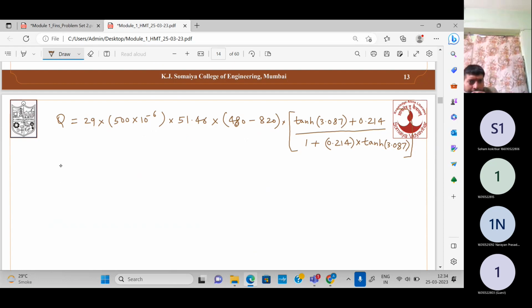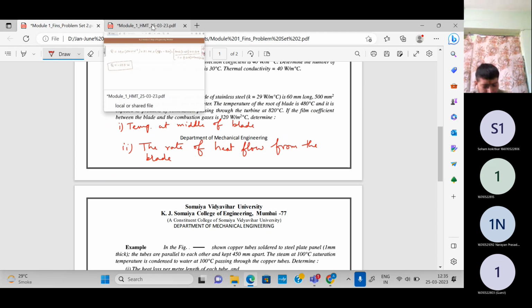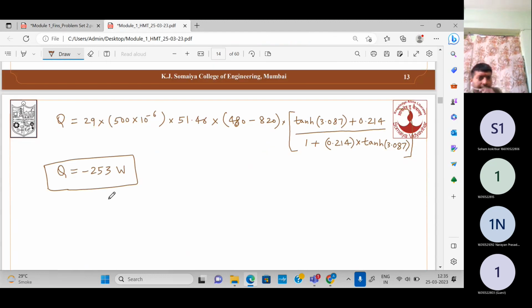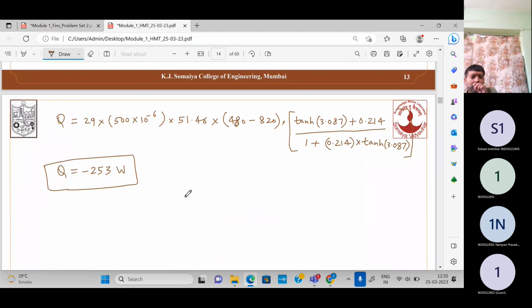Just calculate this. So the calculated value is minus 253 watt. So this is the answer. So we have determined the rate of heat flow from the blade. Okay, so the answer is Q is equal to minus 253 watt. This is the rate of heat flow from the blade.